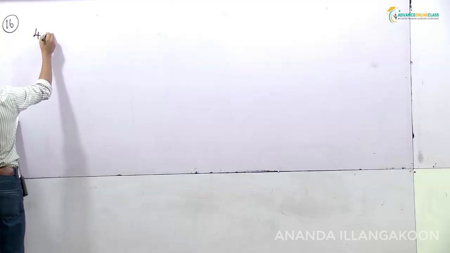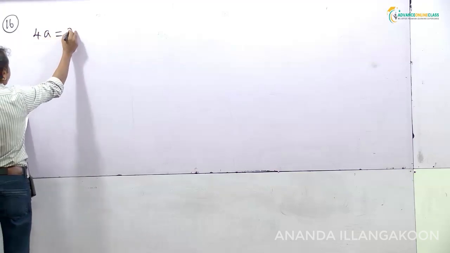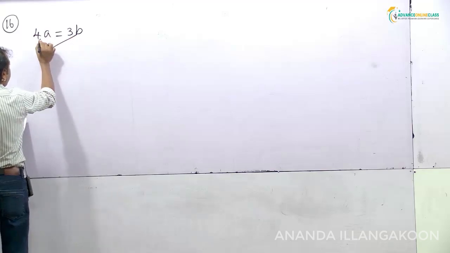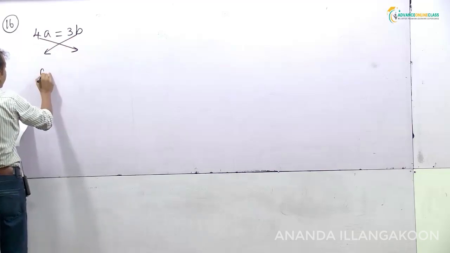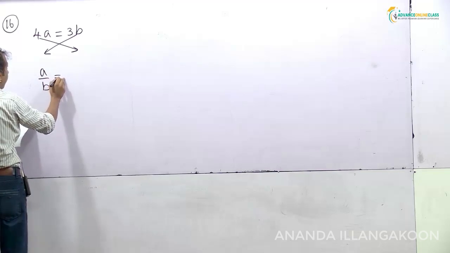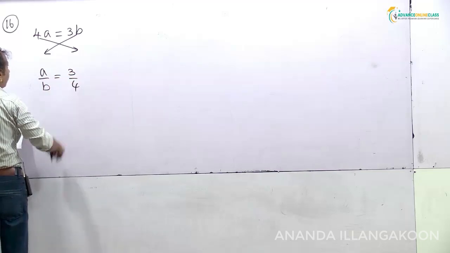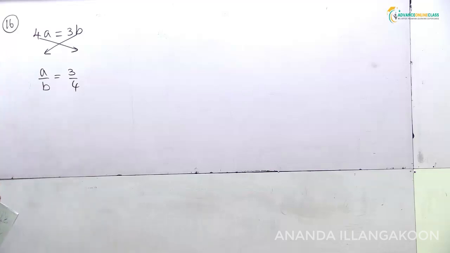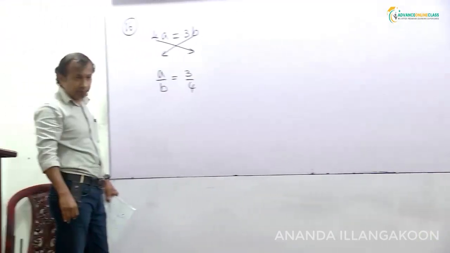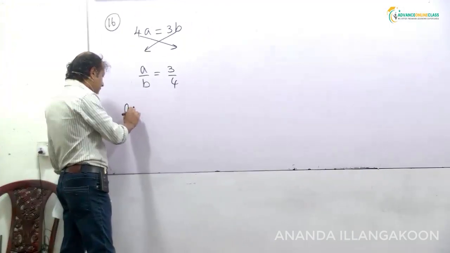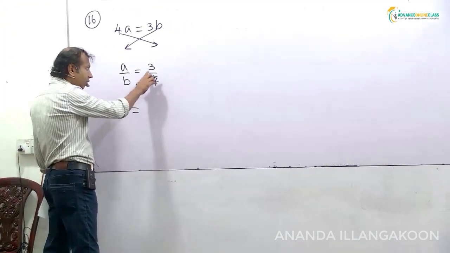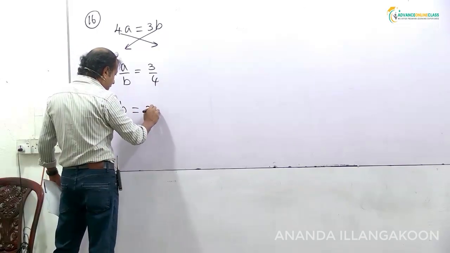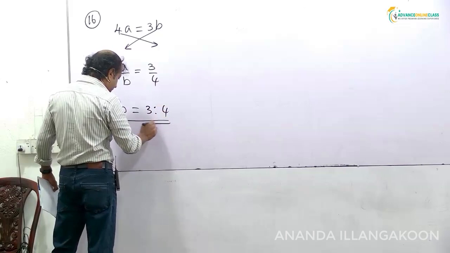We are given here 4A equals 3B. You can bring this B here and this 4 here. Then we get A upon B equals 3 over 4. A upon B is nothing but what we write as A is to B. Then what is A is to B? 3 upon 4, how to write as a ratio? 3 is to 4. All right. This is how we take the first answer.